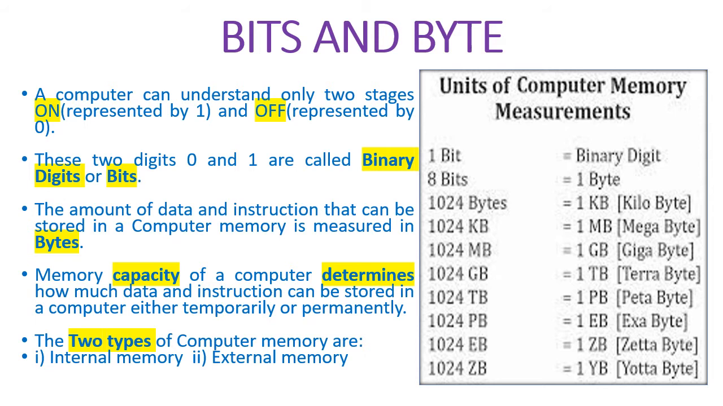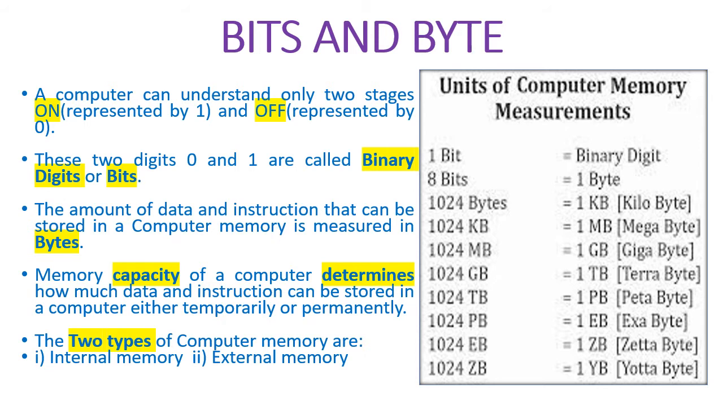Bits and bytes. A computer can understand only binary language. That means it can understand only two states. One is the on state and another is the off state. The on state is represented using the digit 1 and the off state is represented using the digit 0. These two digits 0 and 1 are called binary digits, in short, bits. The amount of data and instructions that can be stored in a computer memory is always measured in bytes.